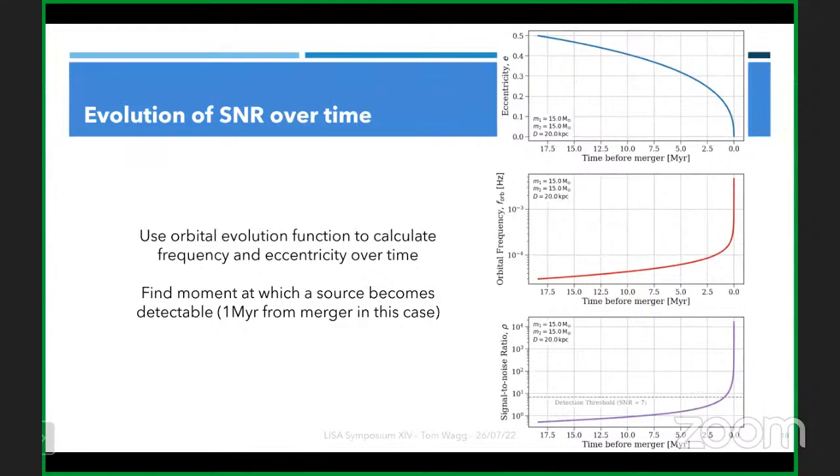So maybe you could use this to find out when different types of sources become detectable. How close would they be to merging?